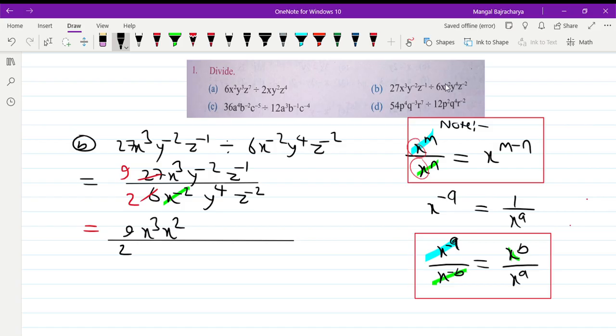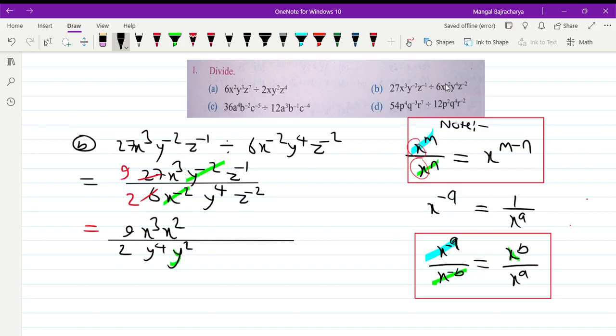So y power 4 below, you see, is already positive, so we keep it the same. But y power minus 2 you see in the numerator. Now we have to turn it into a positive power by bringing it down into the denominator. So y power minus 2 we bring down, and by turning it positive we keep it.